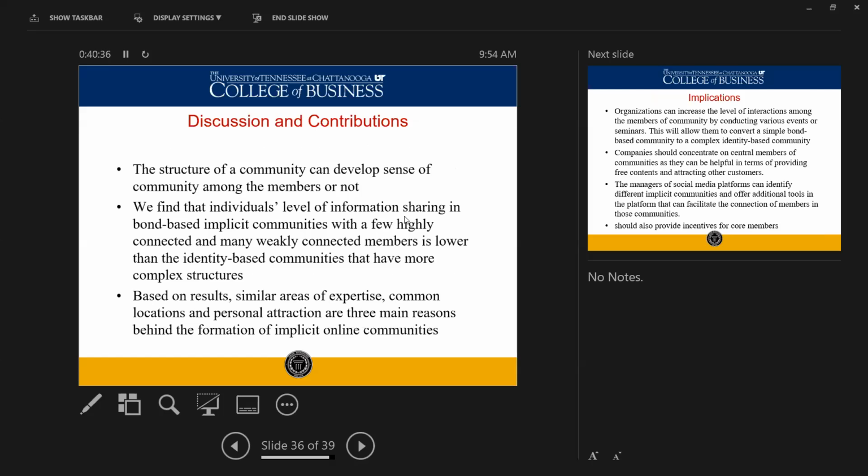So the structure of a community can develop a sense of community among the members. We find that individuals' level of information sharing in the bond-based implicit communities, with a few highly connected and many weakly connected members, is lower than in the identity-based community. So if it is a bond-based community where few individuals are important, the others are just observers and are not contributing as much knowledge. But this one central individual is contributing most of the knowledge. So based on the results, similar areas of expertise, common locations, and personal attractions are the 3 major reasons for forming these implicit online communities.